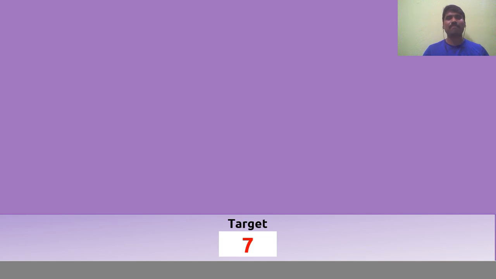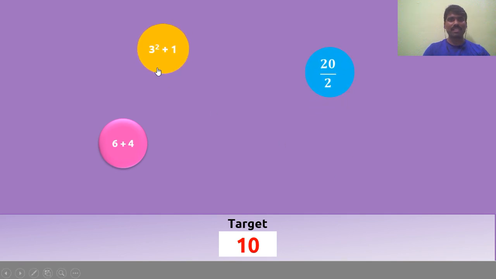Now let me give you one more example. My target is 10. Come on guys, be ready with this bubble. Num bubbles: 3 square plus 1, 6 plus 4. Now look here, if I click on 3 square plus 1, 9 plus 1, that is 10, correct. 6 plus 4, 10, correct, done. 20 by 2, yes, correct.